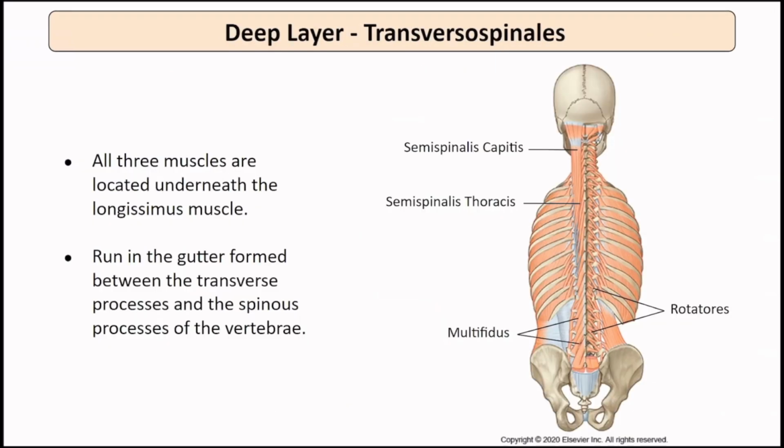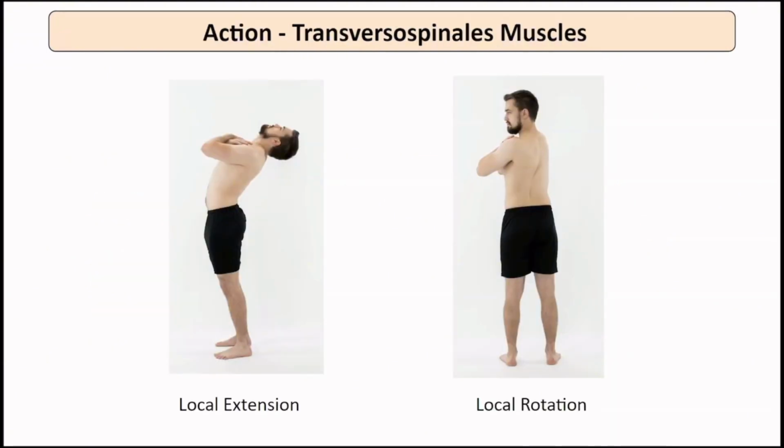The deep transversospinalis group consists of semispinalis, multifidus, and rotatores. These muscles are short and only span 2 to 4 spinal segments from the transverse process below to the spinous processes above. The transversospinalis muscles only produce localized movements and help to extend or rotate the spine. But they may also have a role in helping to stiffen or brace the spine during movement or loading. So that describes the muscles of the vertebral column.